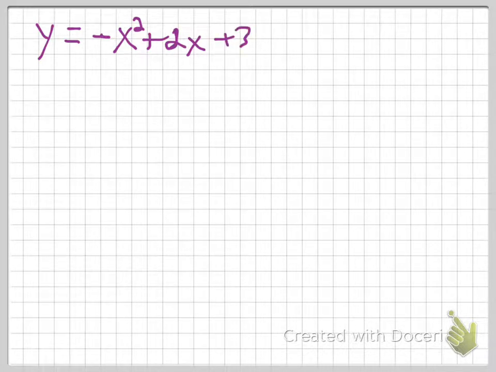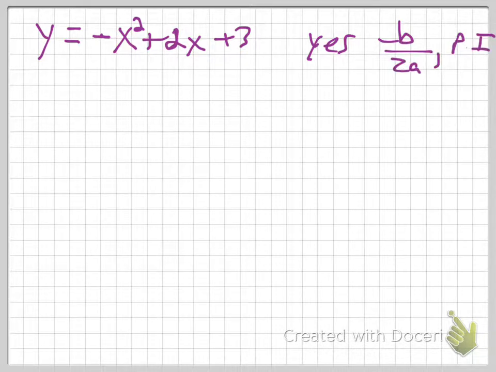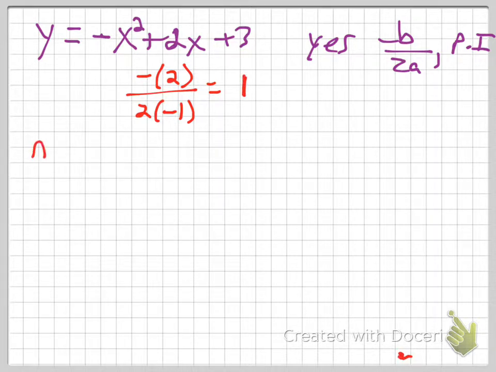Now, just so I can do an example of one that is in standard form, we'll do one more example. Let's say we have y equals negative x squared plus 2x plus 3. Now we can do negative b over 2a, comma, plug it in. Let's do that real quick to find our vertex. Negative b over 2 times a, which is negative 1, gives me negative 2 over negative 2, which is positive 1. That is the axis of symmetry.